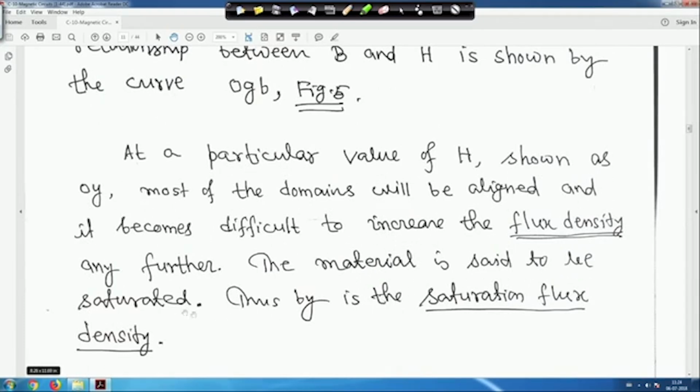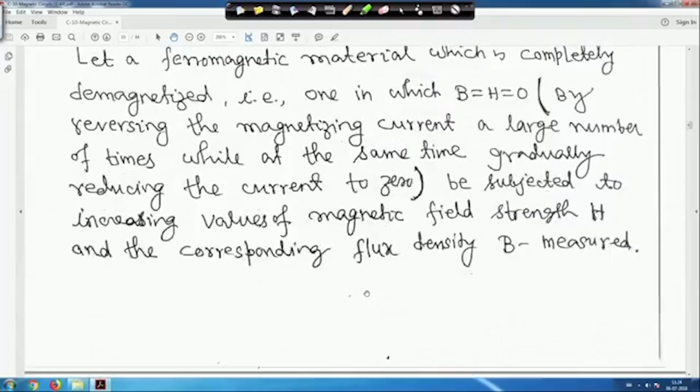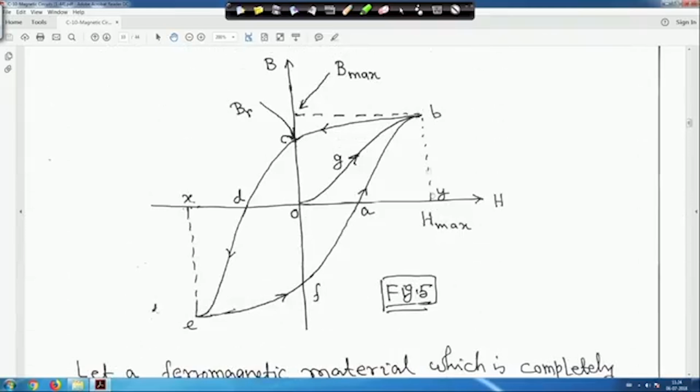Now, it is saturated, thus the saturation flux density Br. So, this is my H max and this is my B max, it is saturated. Now, one thing is there, this Br do not read as saturated, it is actually, later we will see, residual. So, anyway, we will come to that.